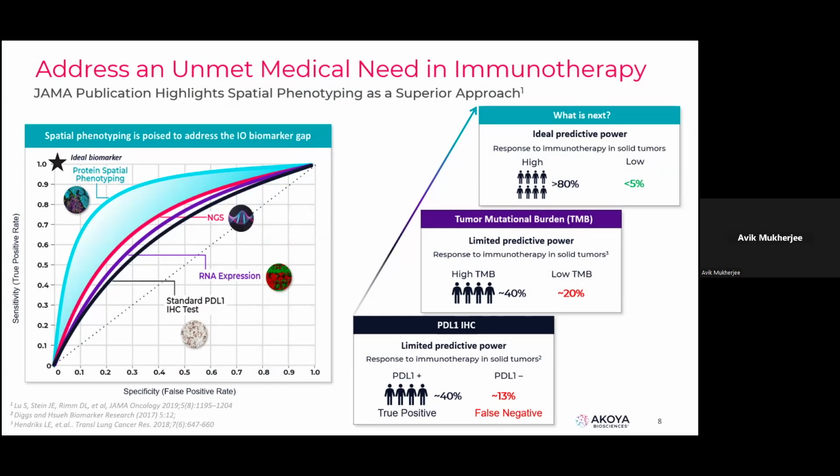They were looking at immune checkpoint inhibitors, and they were looking at the receiver operator curve that you see on the y-axis. You can see it had to be an ideal biomarker. It needs to have more than 80% predictive power. When you look at the single marker immune checkpoint therapies that were available during that time, or even looking at tumor mutational burden, you see they don't give you the diagnostic accuracy as a protein spatial phenotyping.